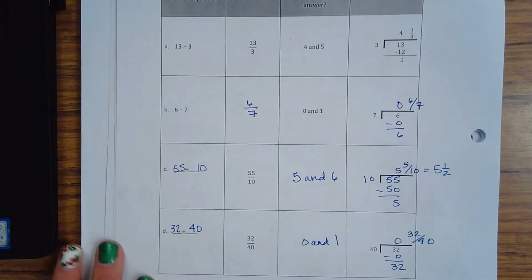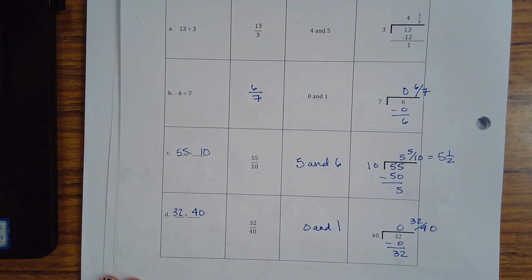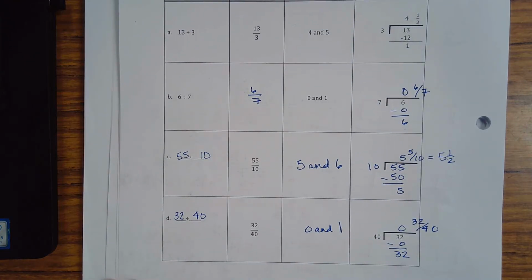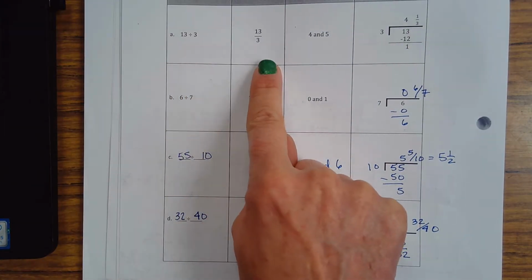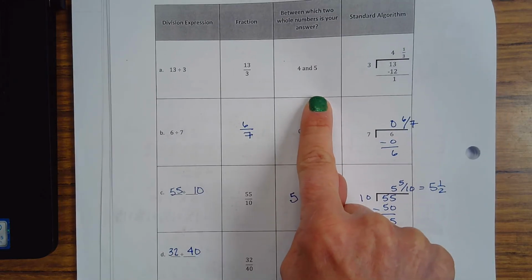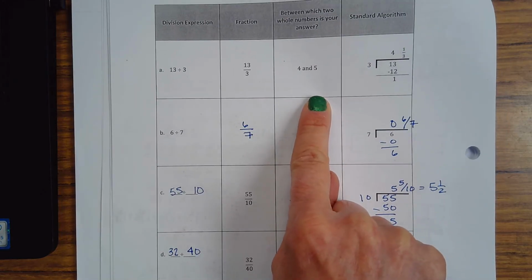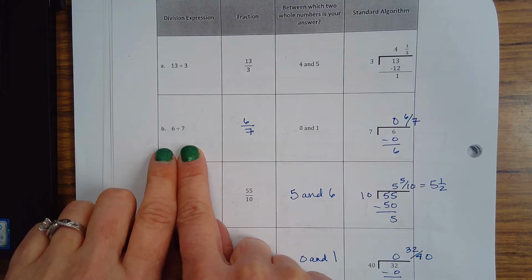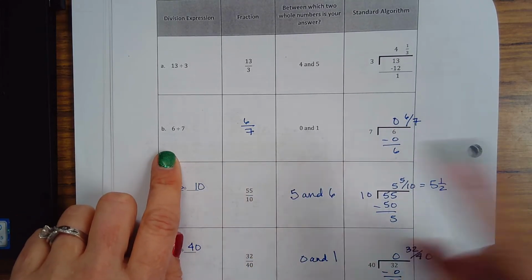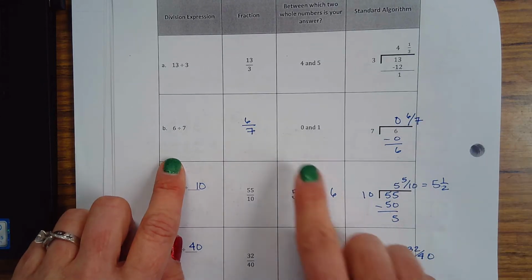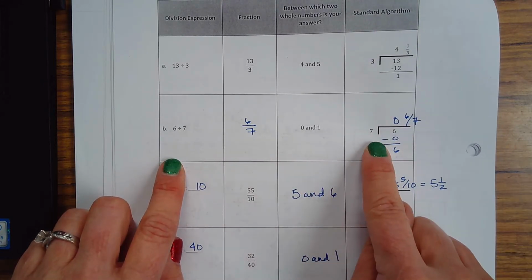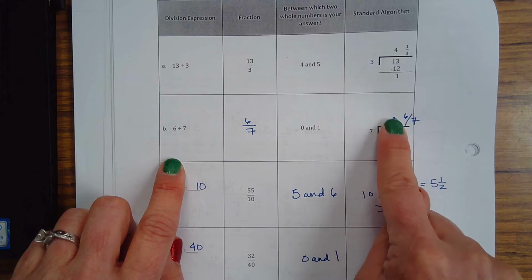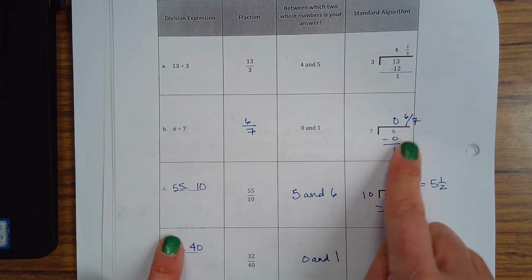Then this goes with our chart that we did yesterday for our problem set. Here's our division expression. Here is the fraction. Between what 2 whole numbers is your answer? Here is the standard algorithm. 6 divided by 7, 6 over 7, between 0 and 1. 7 goes into 6 0 times, and I end up with 6/7.